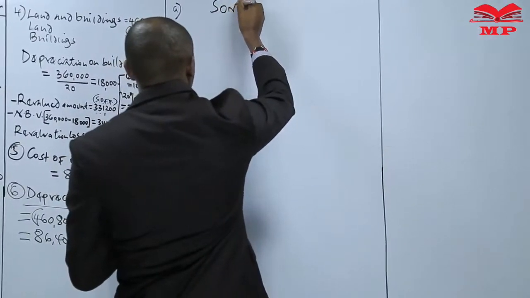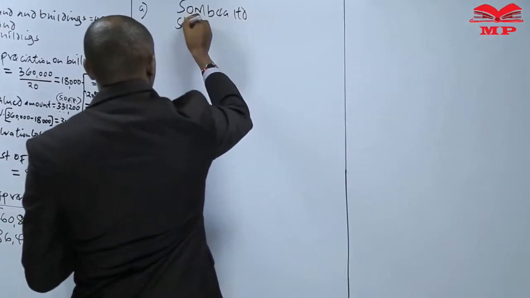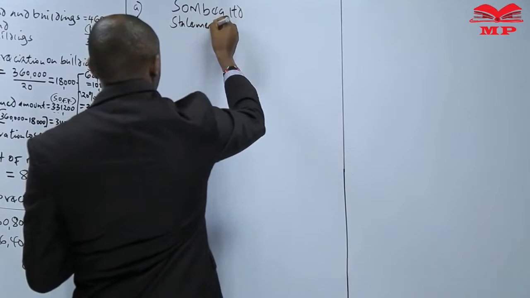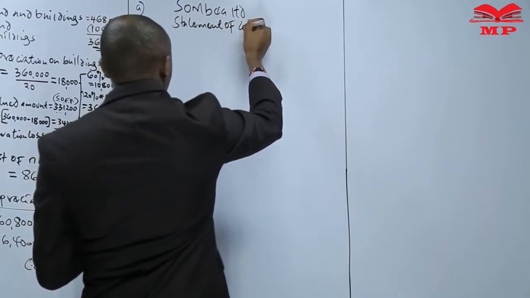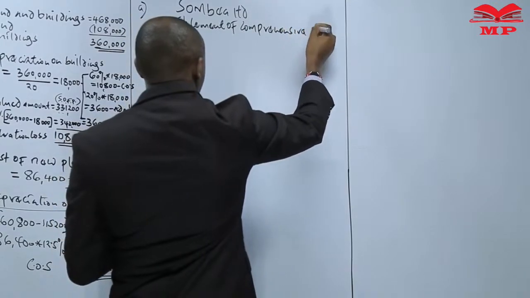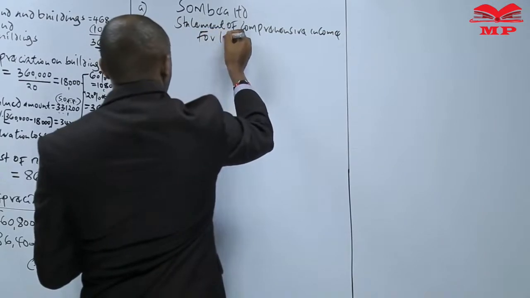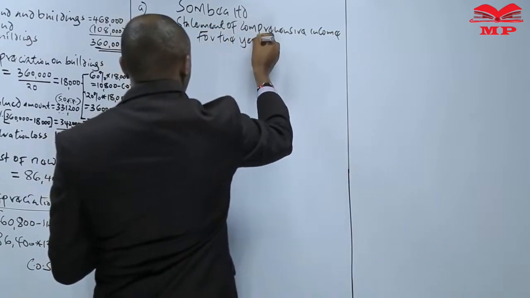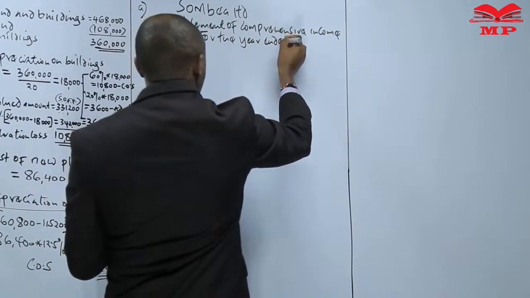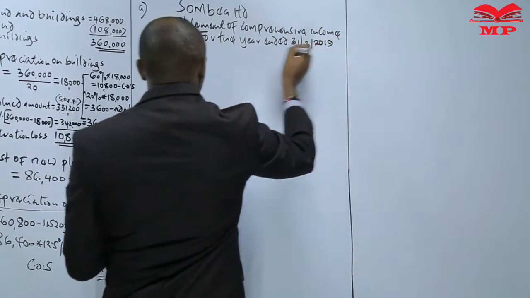The name of the company is Cpa Limited, and this is a statement of comprehensive income, which is for the year which ended 31st March 2019.